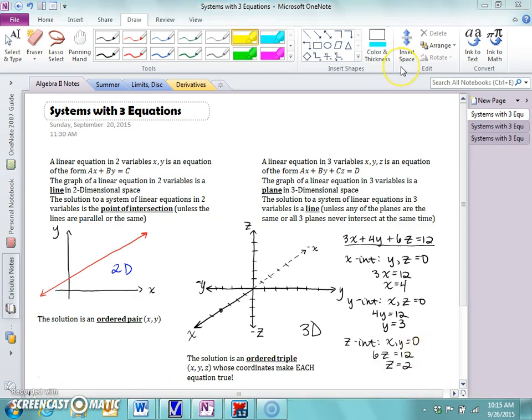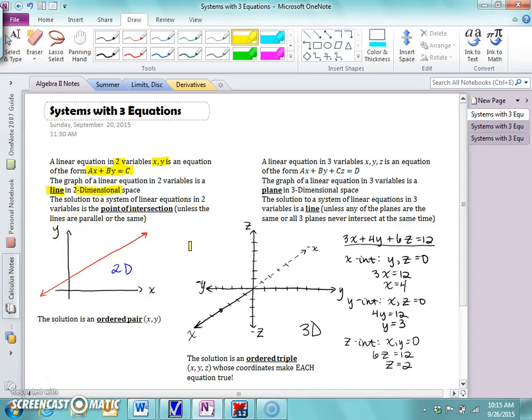Before we get into systems with 3 equations, let's compare them to systems of 2 equations in 2 variables. So you have been solving systems with 2 variables, x and y, in this standard form. You've been doing that for a few years now. You're well aware that whenever you graph this, it's a line, and it's in two-dimensional space. You just have your x and your y axis.